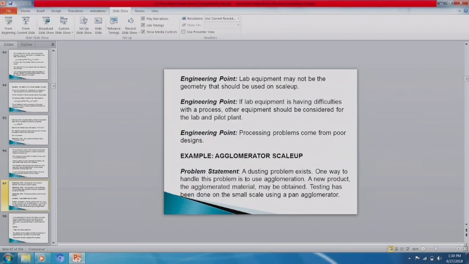Okay, let's go on to something called agglomeration, or agglomerate design. You have dust, and dust is causing you a lot of problems. One way to handle the dust is to agglomerate, to form an agglomerate. A new product could be the agglomerated material. Dusting is done on a small scale pan agglomerator.